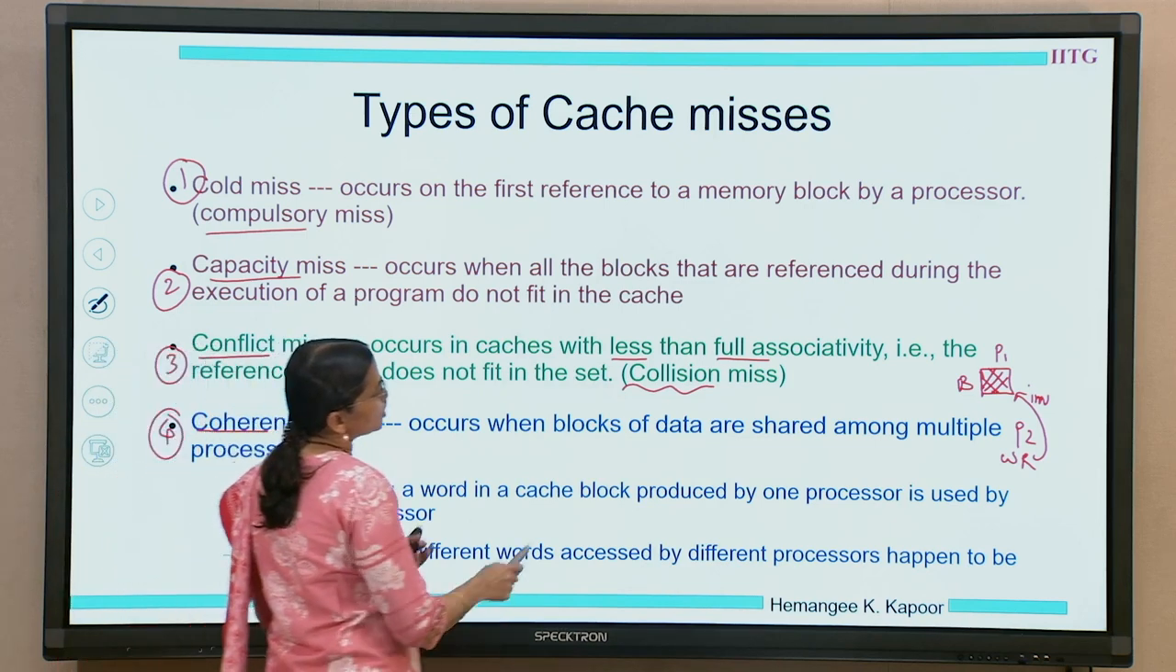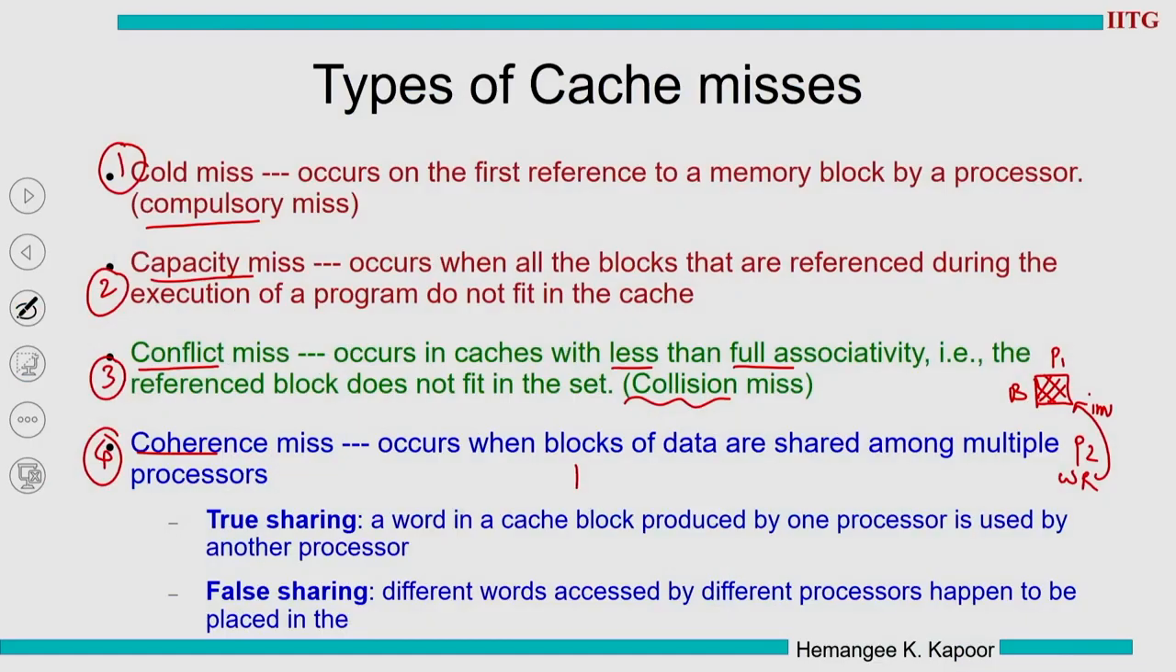All right, so because of this sharing between P1 and P2, P1 has to give the block to P2 because P2 wants to write, and hence in future P1 will incur an additional cache miss which it need not have incurred if P2 was not using the block. So because of sharing of the data items across multiple processors, we incur the coherence miss. Now we further categorize it into 2 types. One is the true sharing miss, and the second is the false sharing miss.